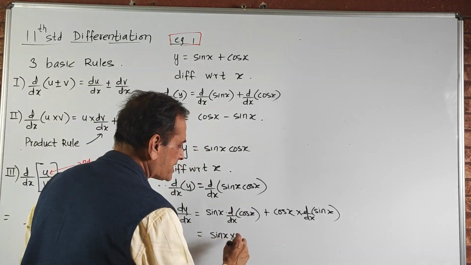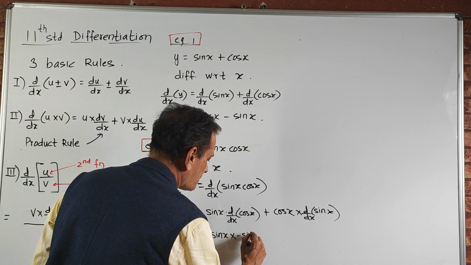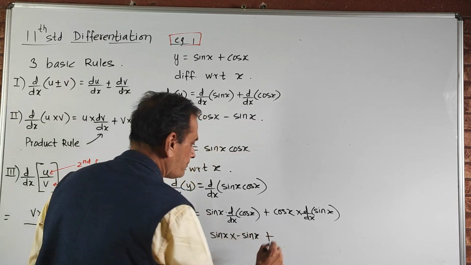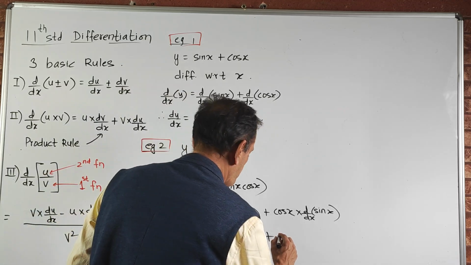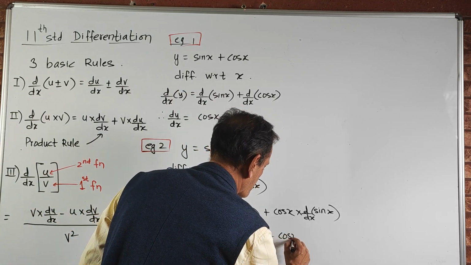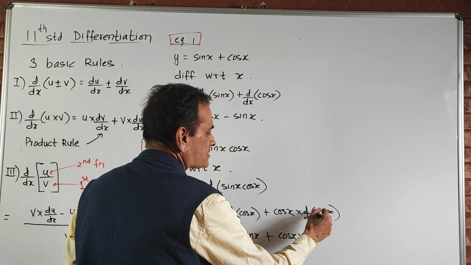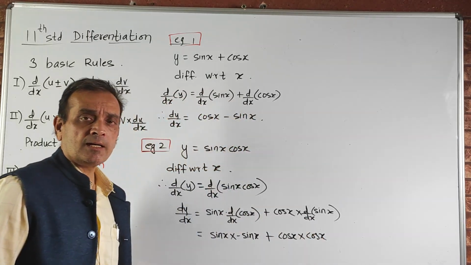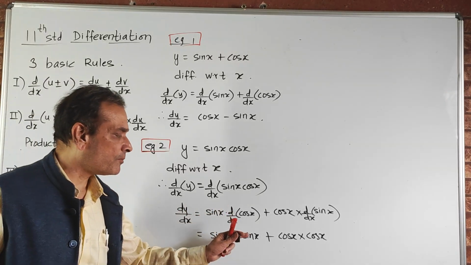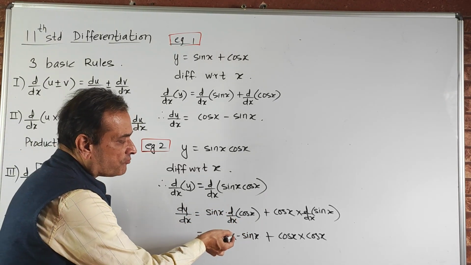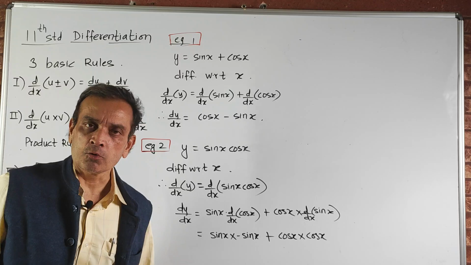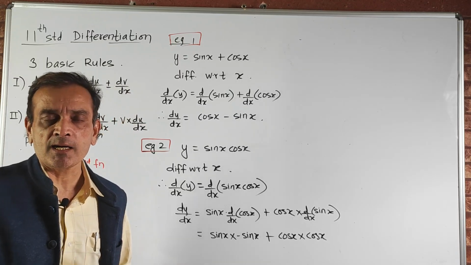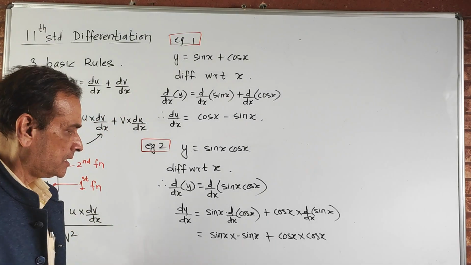d by dx of cos x is minus sin x. d by dx of sin x is cos x. दोस्तों याद रखना, unless and until you know the basic formulae, you will not be able to find d by dx even if you know the product rule. So learn the basic formulae by heart, like you have learned the tables.